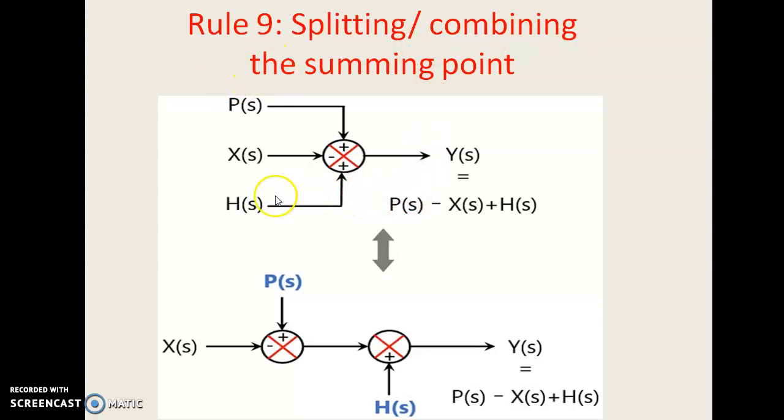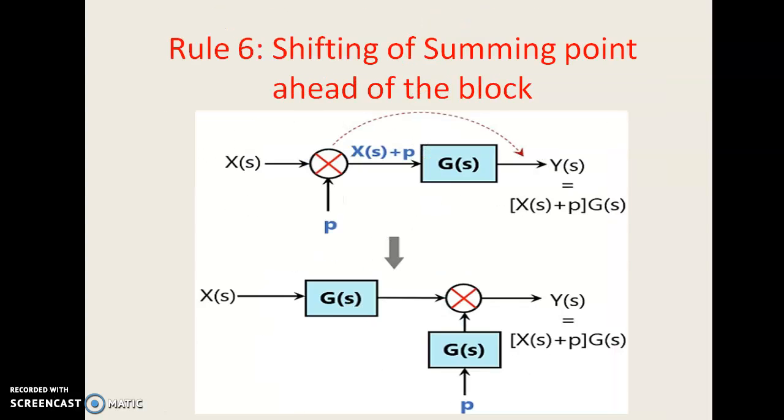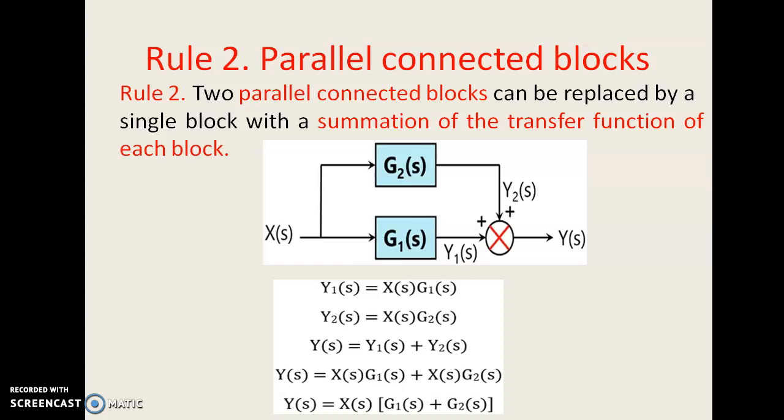In this case, we can combine the summing points and we get the resultant output of the system. And it is also possible to split, meaning to separate, one summing point having three different inputs. Suppose there is a G(s) input and H(s) is a feedback. In that case, it is possible to separate the two summing points as shown in this figure. Okay, so these 9 rules are very important for block diagram reduction.